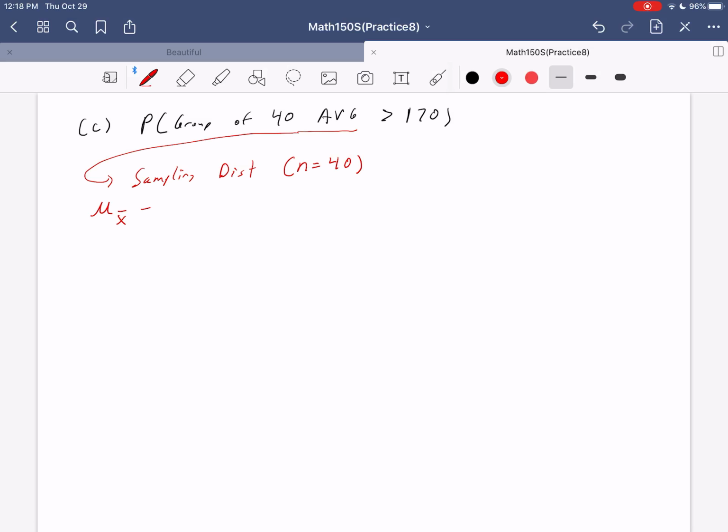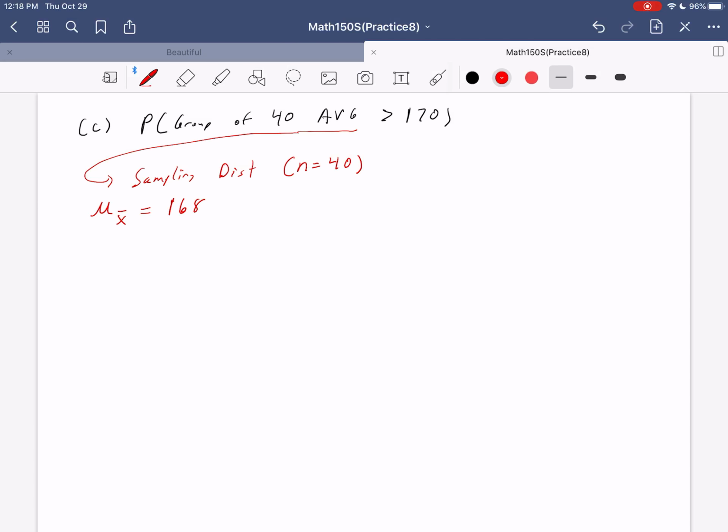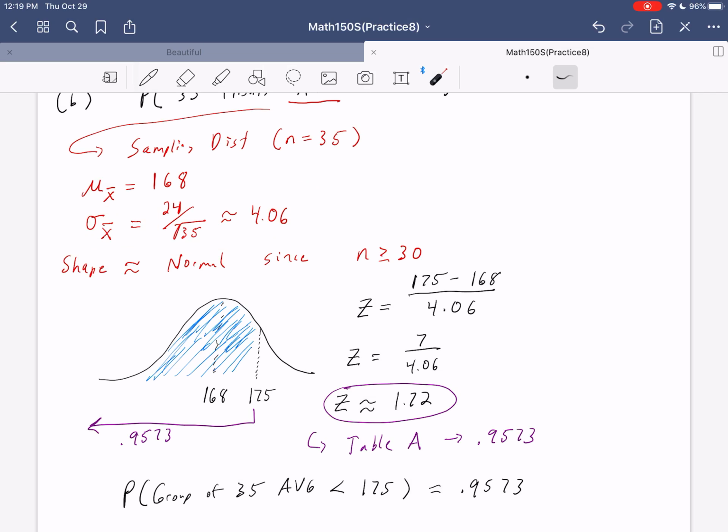All right, so let's go ahead then and analyze this. So what is the mean going to be? Well, the mean of the sampling distribution is always the same as the population, doesn't matter what the sample size is. So this will still be 168. The standard deviation does change. It'll be the original standard deviation, 24, divided by the square root of 40. We're dividing by the square root of 40 because now the group size is 40. So 24 divided by the square root of 40 should give us approximately 3.79. So notice the standard deviation is even smaller than the one we had in B because the group is larger. So the larger the group, the less variation the average of that group is going to display.